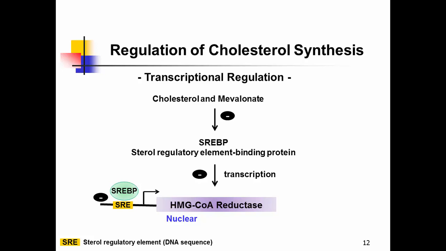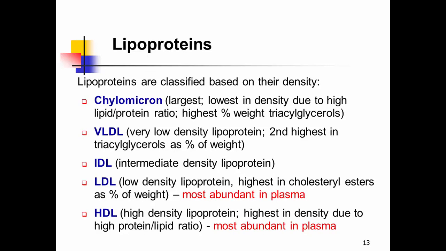So again, cholesterol and mevalonate can inhibit SREBP transcription factor activity and then reduce the transcription of HMG-CoA reductase, right? Okay, so I think we just finished the cholesterol synthesis pathway.